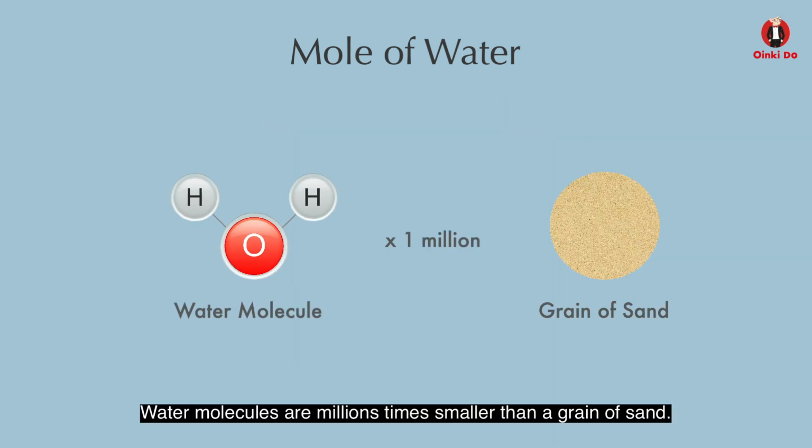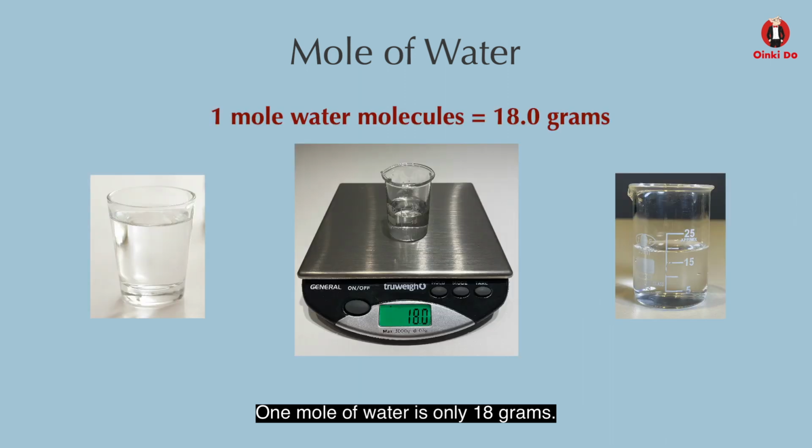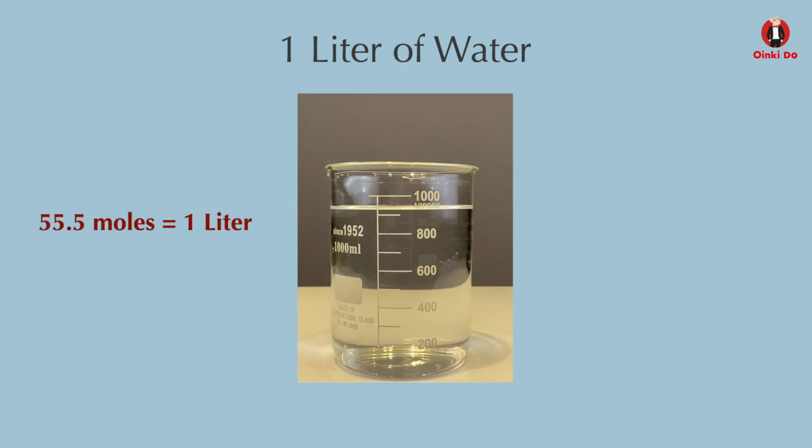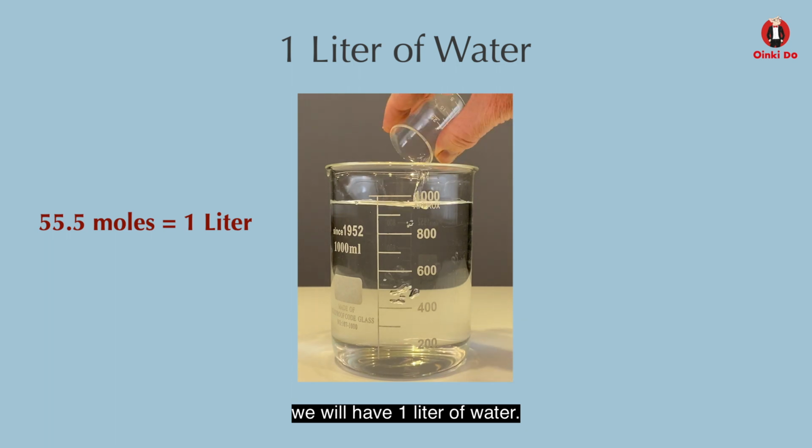Water molecules are millions of times smaller than a grain of sand. 1 mole of water is only 18 grams, so it only fills 18 milliliters of volume, which is barely enough to drink. If we toss between 55 and 56 moles of water into a beaker, we will have 1 liter of water.